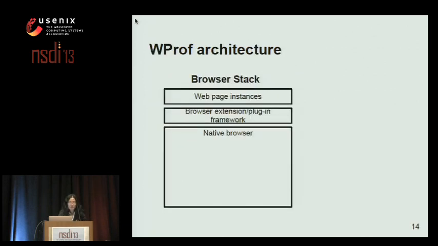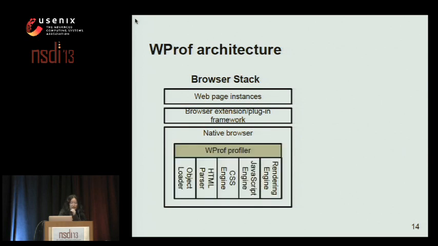So here is an architecture of WProf. This is a browser stack. The web page instances run on top of the browser extension or plugin level, which then runs on top of the native browser. We choose to work inside the native browser, which means that we trade off compatibility for more information that we can get from the native browser. The reason is that the browser extension or plugin level does not provide us with enough information.